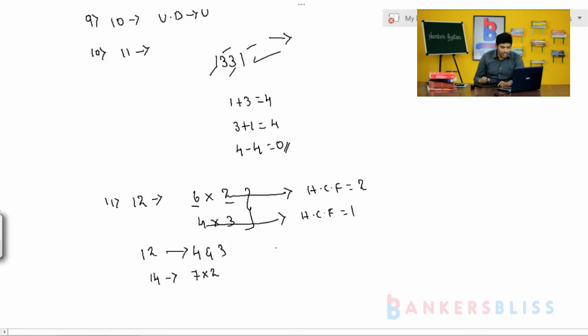Next, if you take 15, 5 into 3. If you take 18, 9 into 2. If you take 21, 7 into 3. So you are getting so many co-primes. To check whether a number is divisible by 21 or not, you have to check whether the number is divisible by 7 and 3. If it is divisible by both 7 and 3, hence the number is divisible by 21. So this is all about test of divisibility.